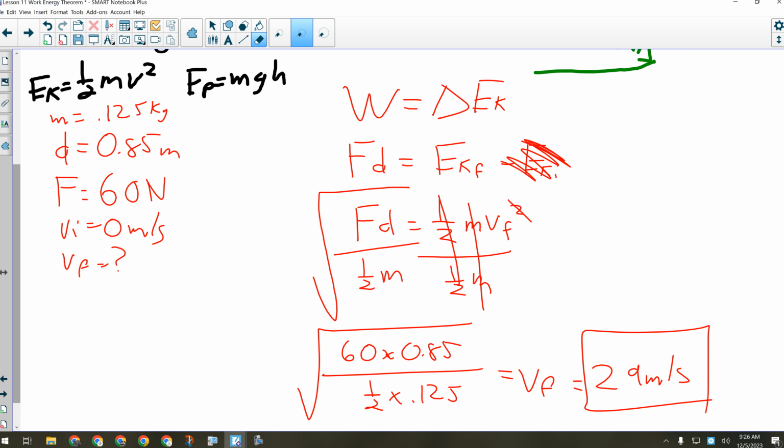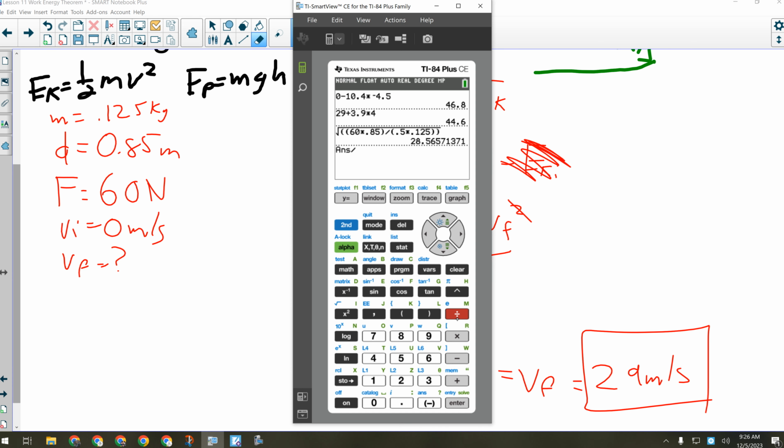Is that fast? Yeah, it is. 29 meters per second is 102 kilometers an hour, 103 kilometers an hour. I wouldn't want to be in front of that. I mean, it probably wouldn't go through you, but it would hurt.